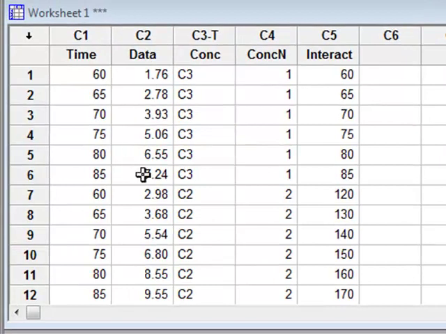In the data column, we have the bacterial population expressed in luminescence units as a function of time for the two concentrations of cleaner, C3 and C2. And we wish to use this data to illustrate the difference between using the general regression model as compared to just performing a simple linear regression.